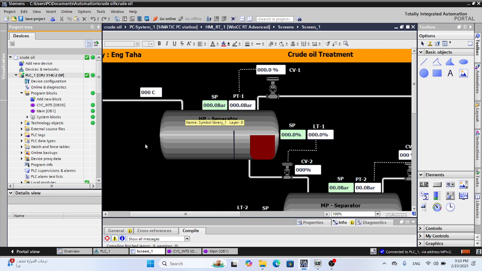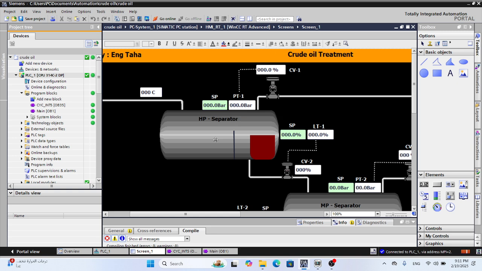Today we're gonna explain another process in the oil industry. We're gonna explain crude oil treatment, how I can control this process, and how I can get good quality crude oil with little water and gas.